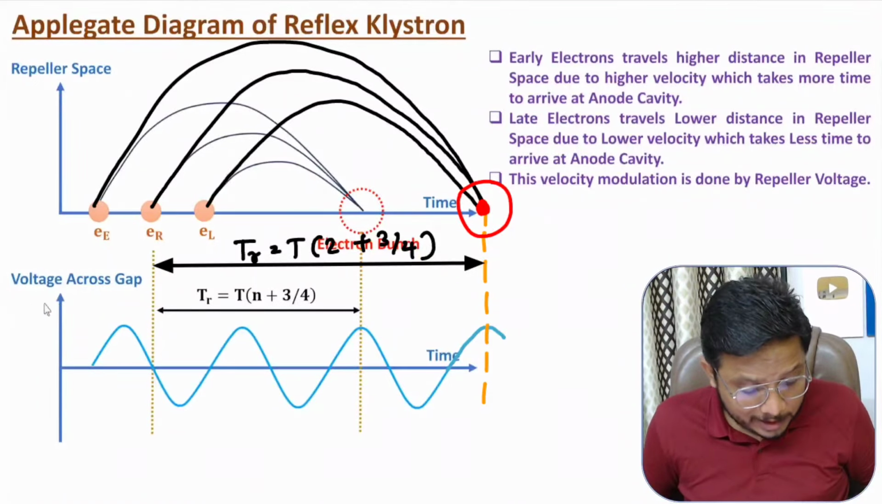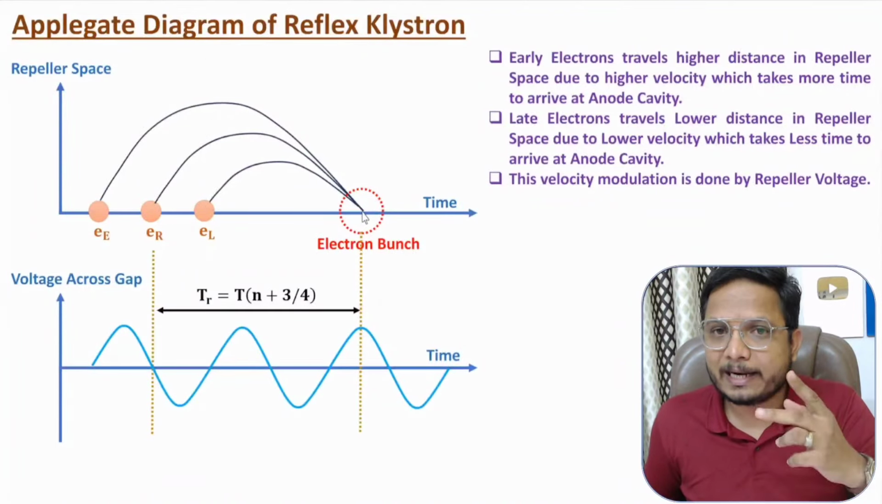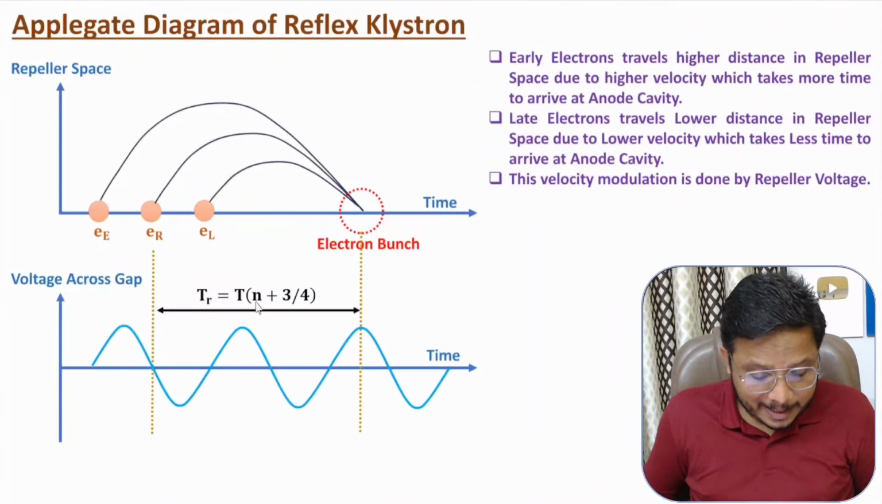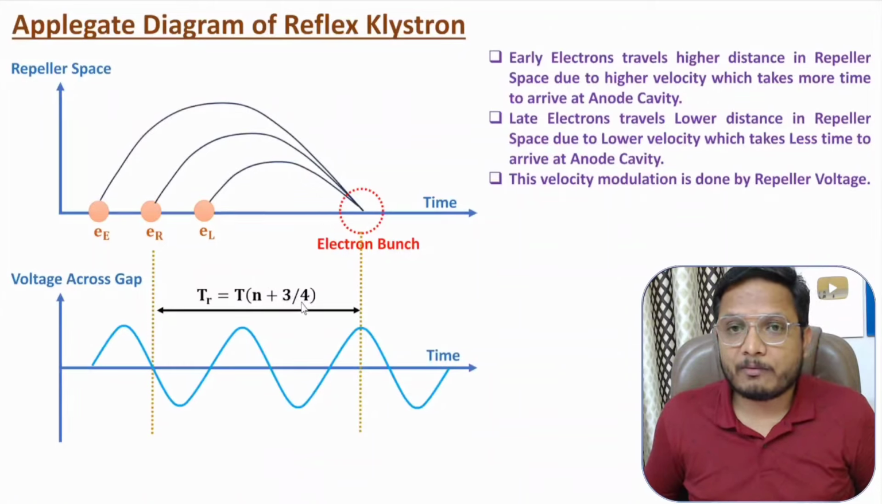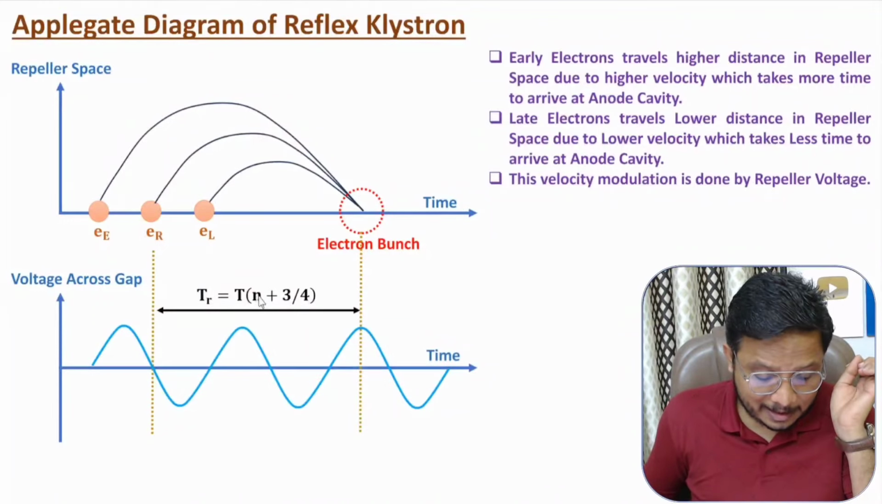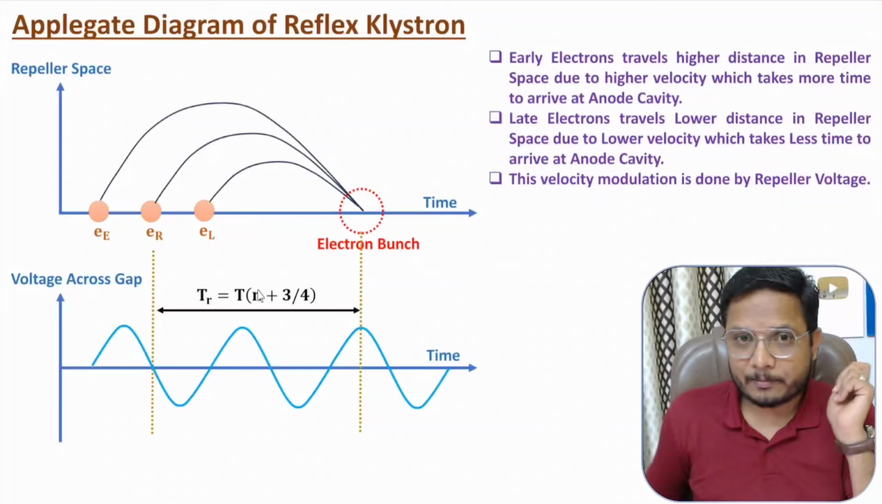So based on voltage across the gap, one can produce an electron bunch, and using the electron bunch, we can generate a microwave signal, right? Here one thing that you need to understand: this bunch getting generated based on voltage across the gap happens because of this much duration only, that is T into N plus 3/4, where N explains in which mode it is operating. This N is equal to 1 for the first mode, for the second mode N is equal to 2, and so on. And N equal to 0 is also possible, right?